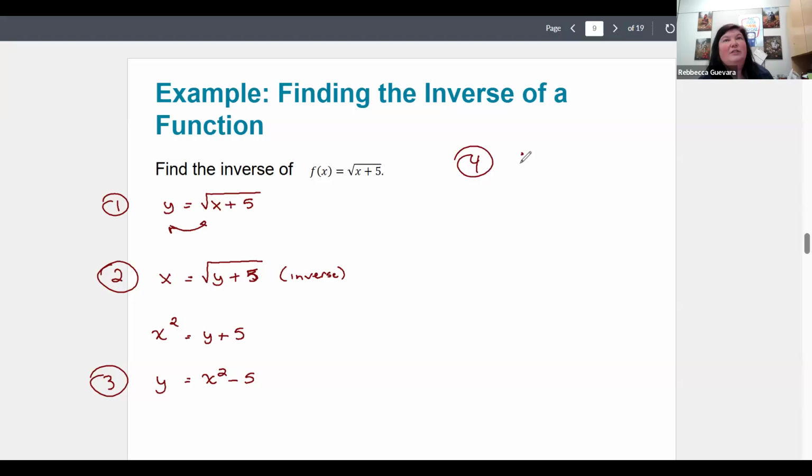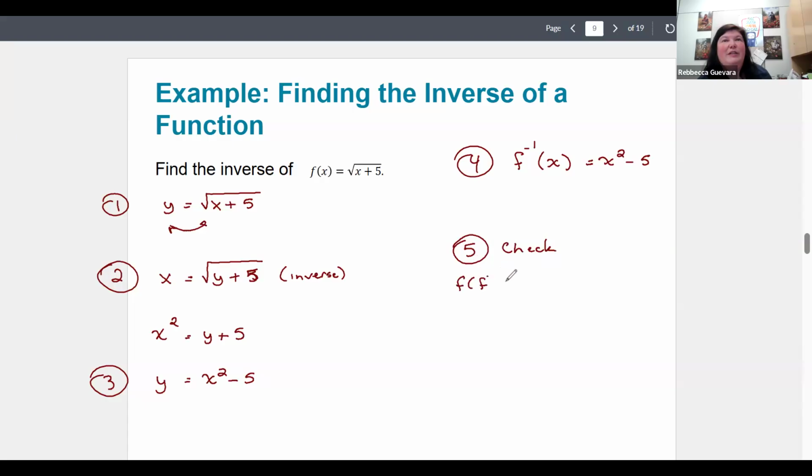So my inverse, and we're going to come back to this one in a second, is going to be x squared minus 5. We have to be careful because this one technically doesn't have an inverse to it, but this is supposed to be the inverse function. Let's do a check here quickly to make sure things work.